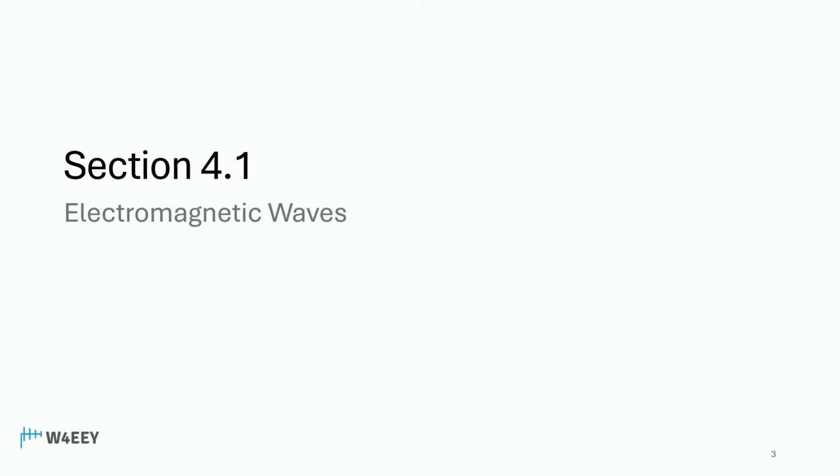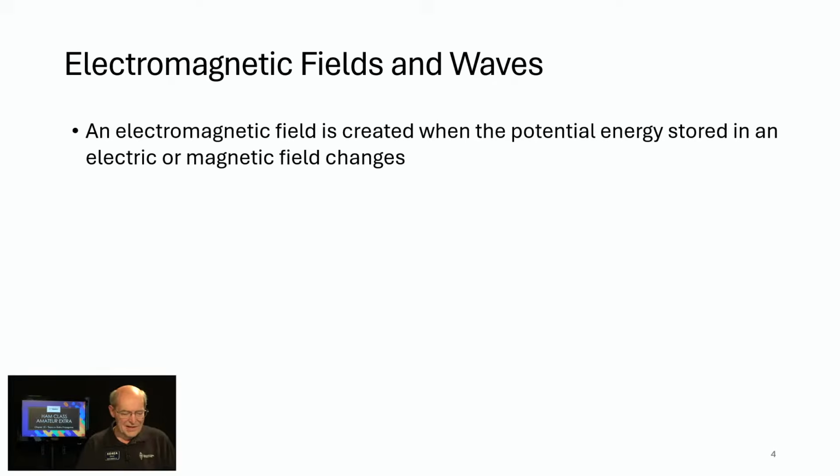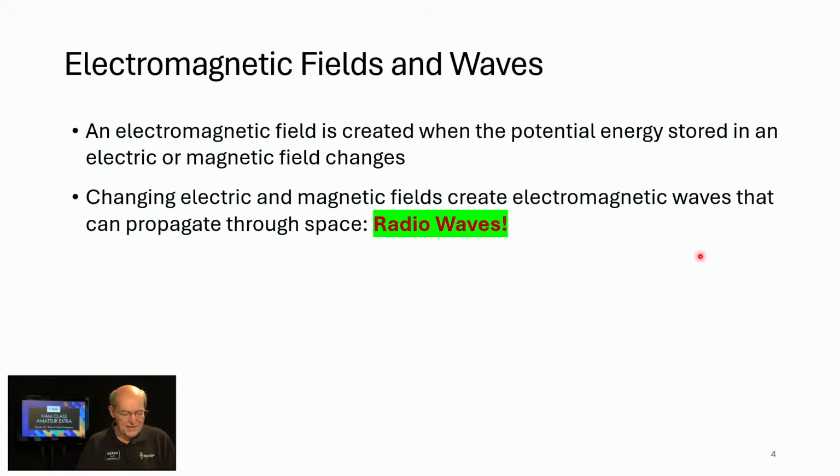Four sections tonight, starting out with 4.1 on electromagnetic waves. That, quite simply, is a field created when potential energy stored in an electric or magnetic field changes. Remember, we talked about fields when we were talking about inductors and capacitors. That relates to this. And when we change electric and magnetic fields, we create electromagnetic waves.